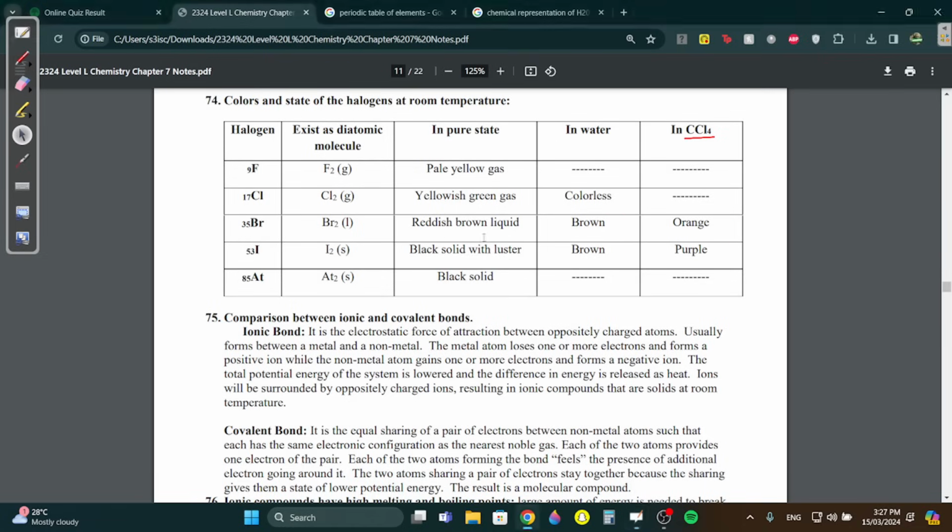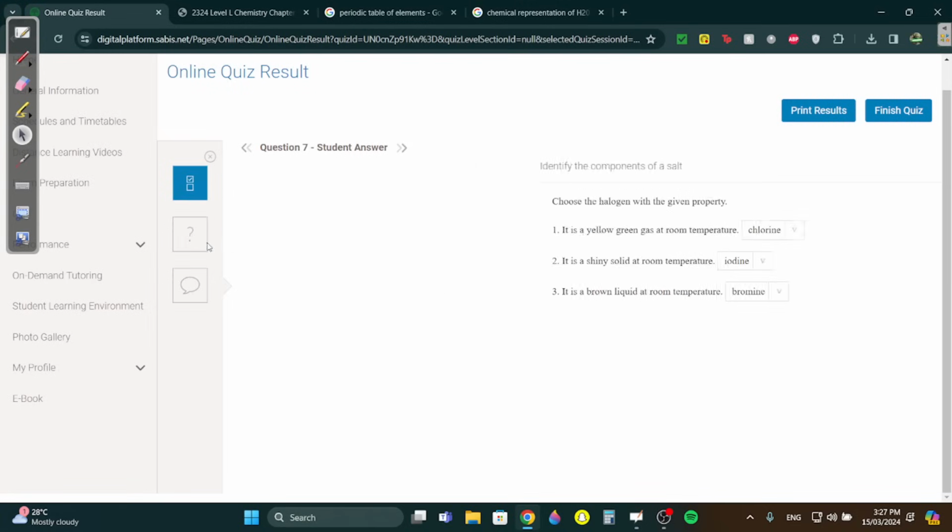Okay, you'd say, what about room temperature? Usually, you never have them in the pure state. You never have halogen in its pure state. You always have it mixed with something. To distinguish between bromine and iodine, we add CCl4. Bromine becomes orange, iodine becomes purple.